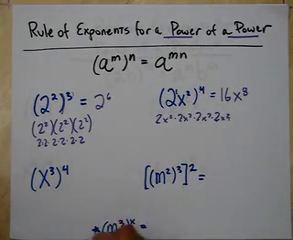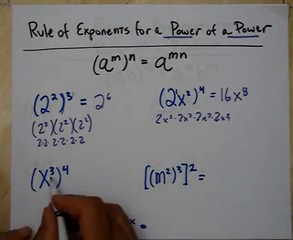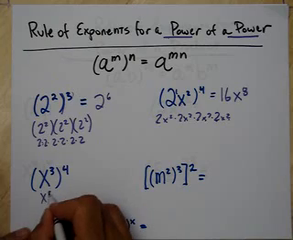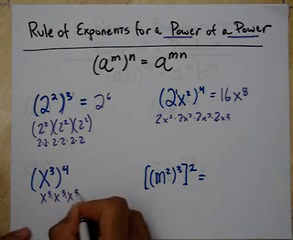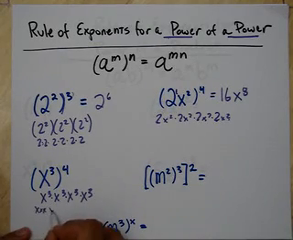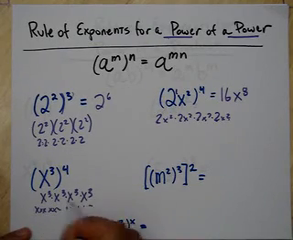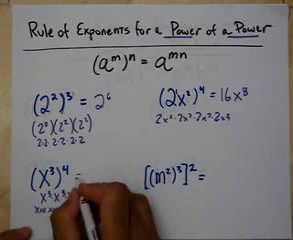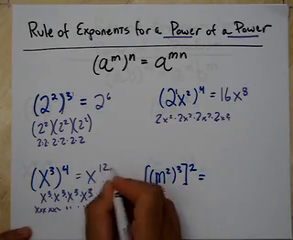So x cubed to the 4th power. Why is it like this? We know because this is 4 of these. It's x cubed times x cubed times x cubed times x cubed. It's 4 of these things, which is x, x, x, x, x, x, x, x, x, x, x, x. So if I write it all the way out, you know what it is. There's 12 of them. x to the 12.